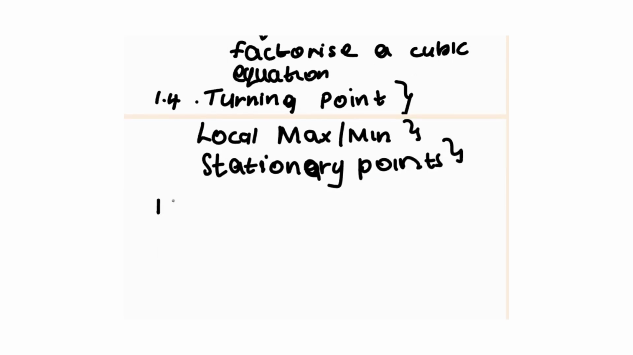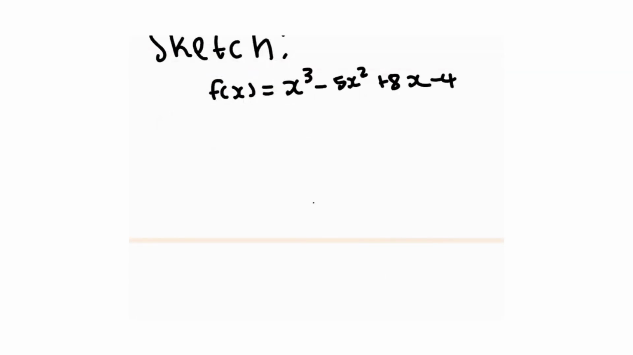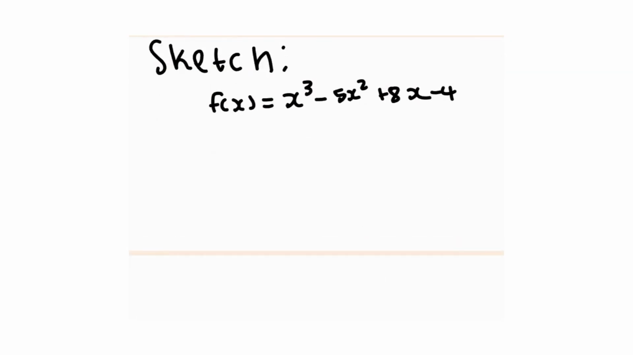And the fifth thing that we have to find is what we call the point of inflection. With the point of inflection, I'm going to cover what this is when we go down and sketch the graph. So these are the 5 points that you need in order to sketch a cubic graph. Let us have a look at an example.